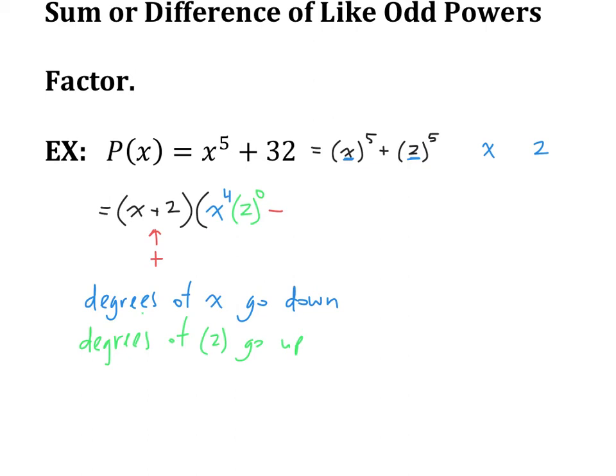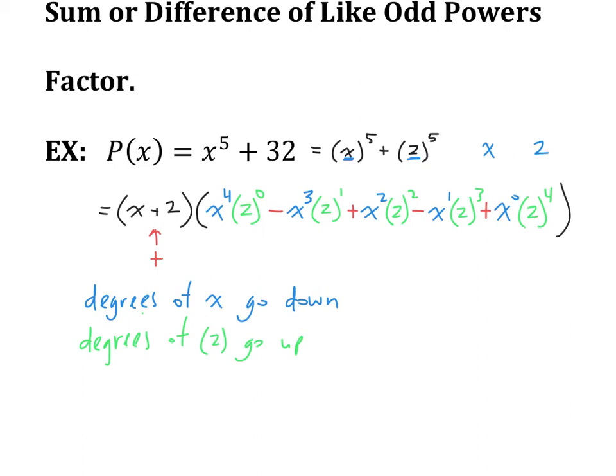Now, the degree of x goes down, so now it's x to the 3rd, and the degree of our 2 goes up, times 2 to the 1st power. We switch signs, so now it's a plus. Our degree of x goes down, x squared. The degree of 2 goes up, 2 squared. Switch signs, now it's minus. The degree of x goes down, x to the 1st. The degree of 2 goes up, 2 cubed. Switching signs, the next is a plus. Our next term, the degree of x goes down, x to the 0. The degree of 2 goes up, 2 to the 4th. And now we're done, because once we get x to the 0, we know we are done.